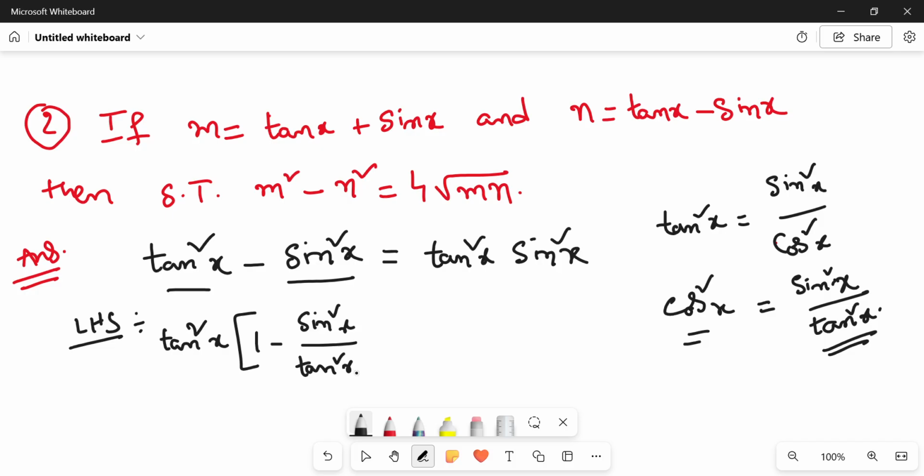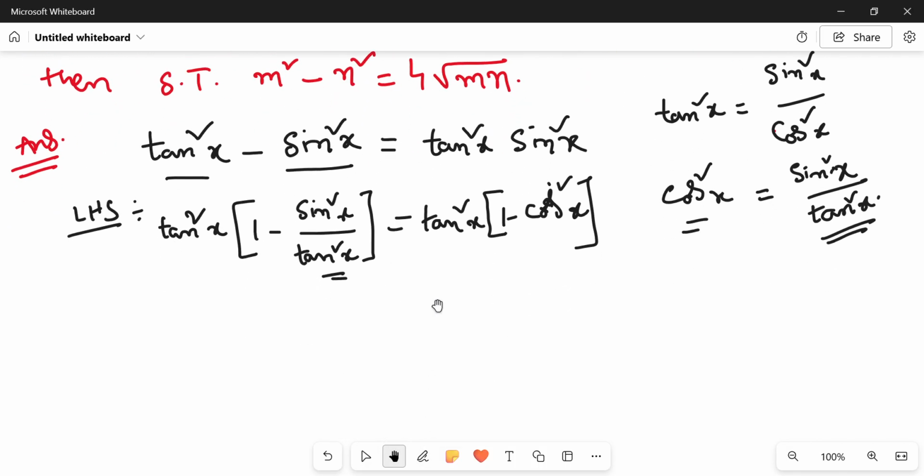So when I have sin square x by tan square x, I can replace this with cos square x. So you have tan square x multiplied by 1 minus cos square x. We just saw this transformation just now. Wherever I see sin square x by tan square x, I can replace with cos square x. So I know another thing: 1 minus cos square x is nothing but sin square x, hence the relation. So 1 minus cos square x you can always replace with sin square x.